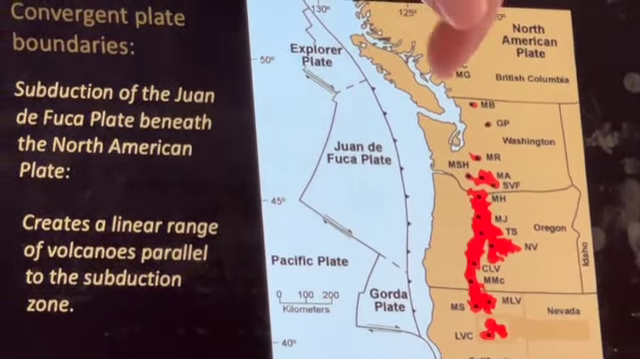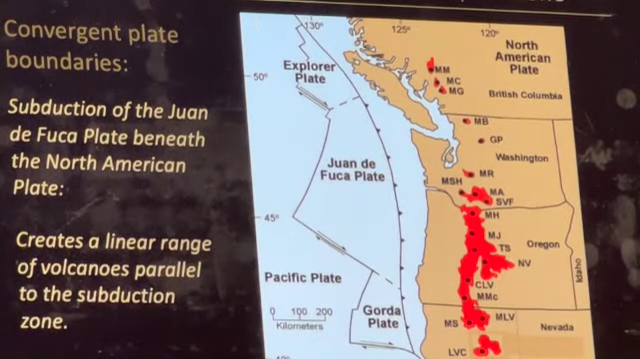Sorry. So all of this red indicates the Cascades.